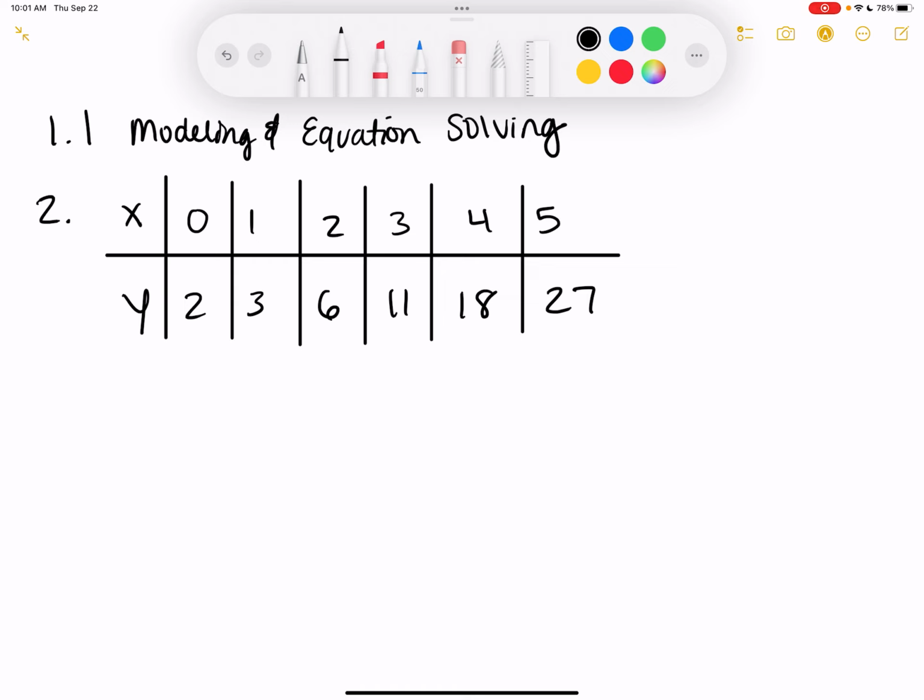Okay. So under the delete button is the stat button. So hit stat, and then you're looking for edit. That's the first one. So hit enter. What you're going to do is L1. You're going to put the 0, 1, 2, 3, 4, 5. So you're going to put the X values. So you hit a number and you hit enter, and then you just keep going.